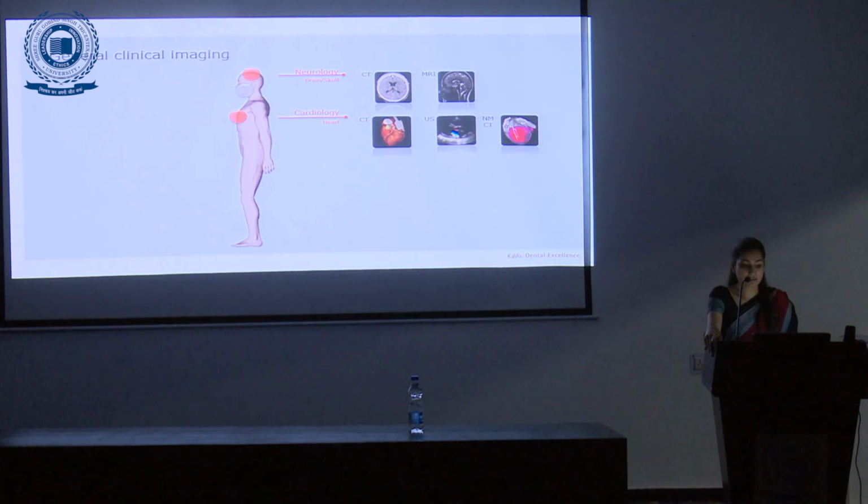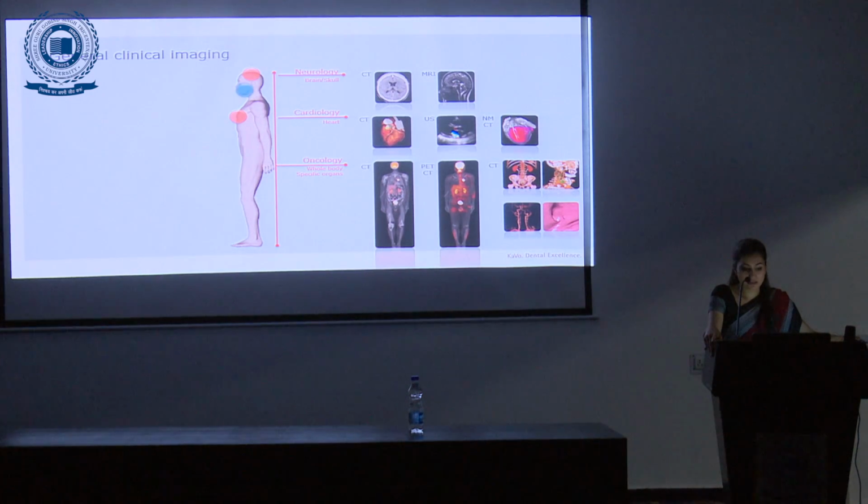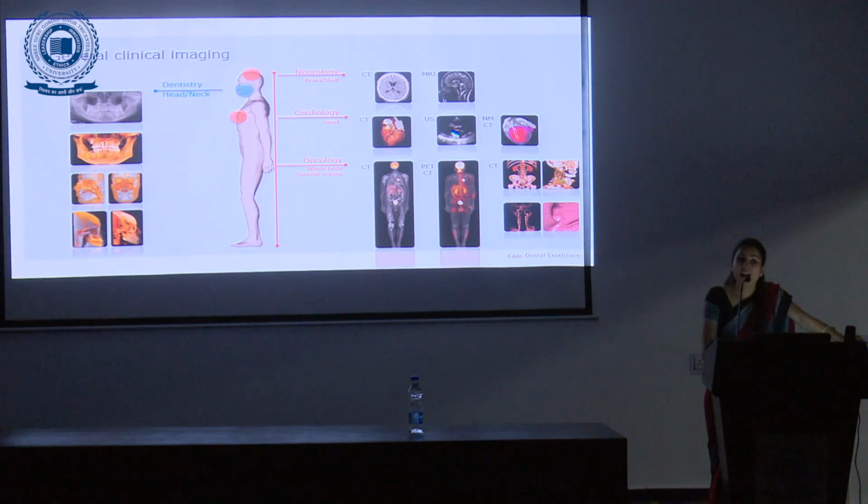For cardiology, we can use CBCT, we can use a CT, we can use ultrasound, or we can use NMCT. For the entire body, we can use a full CT machine, we can use a PET CT, which is a standing CT, or different slice CTs, 64 slice or 125 slice. And for dentistry or the head and neck region, we have OPG machines, intraoral cameras, and CBCT, which is the latest technology machine.